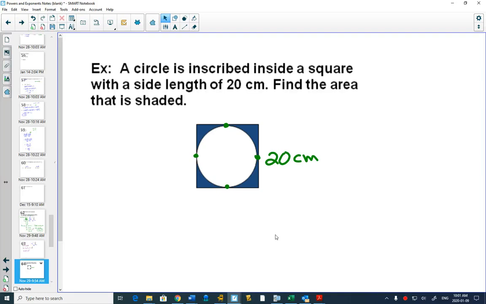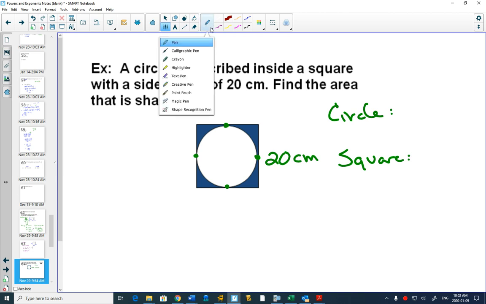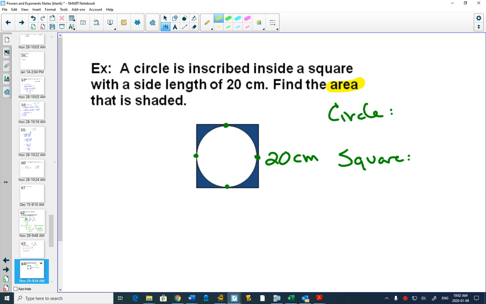In brainstorming, what formulas or what shapes do you see? You see a circle? No, they're not quite triangles. They kind of look like triangles. So you're saying the shapes that you see are a circle and a square. Okay? And we want to find the area.